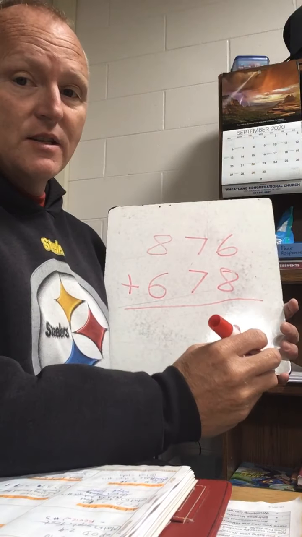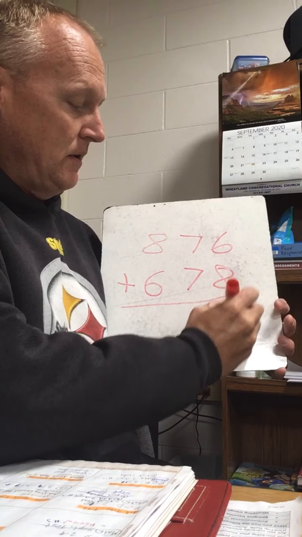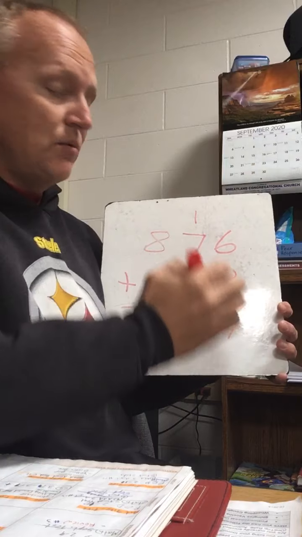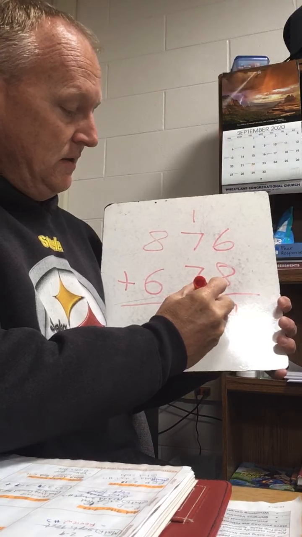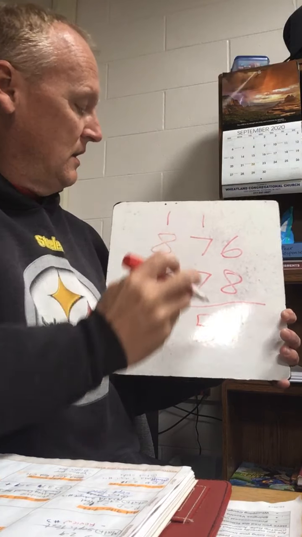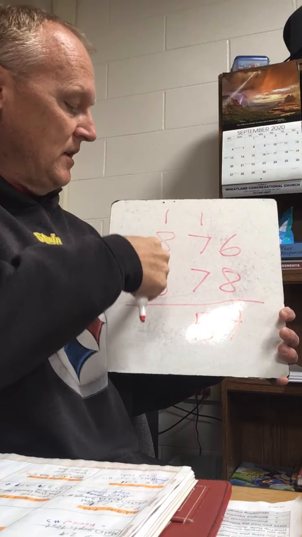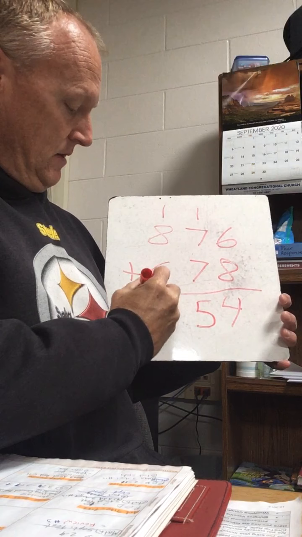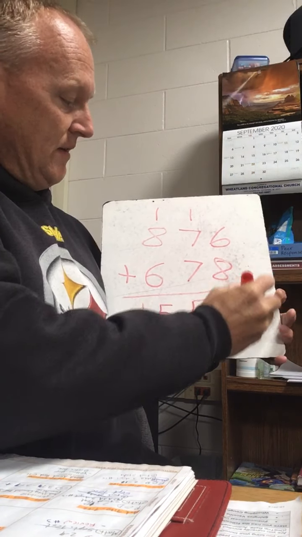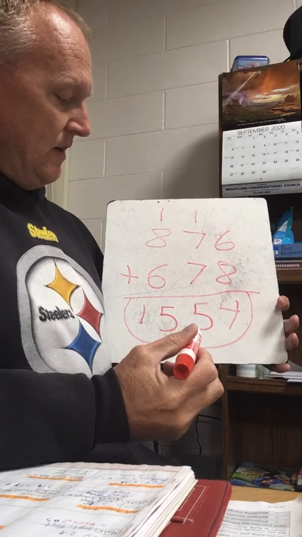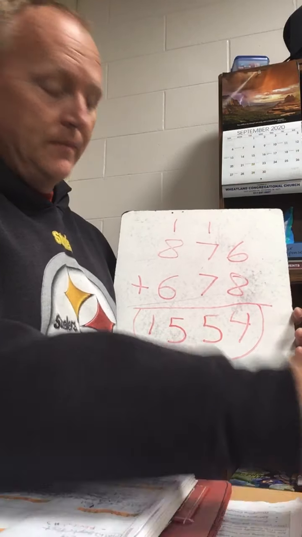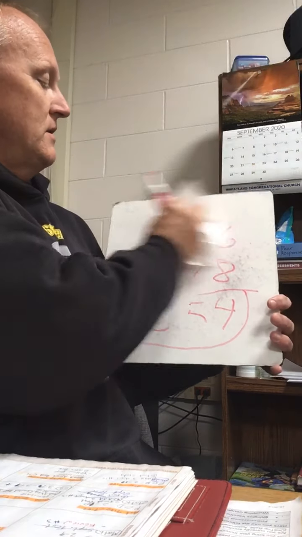6 plus 8 is 14. Bring down the 4, carry your 1. 7 plus 7 is 14, plus the 1 is 15. So bring down your 5, carry your 1. And now we'll have 9 plus 6, which is 15. Okay, so you have a sum of 1,554. That would be your sum. Okay, let's continue on.